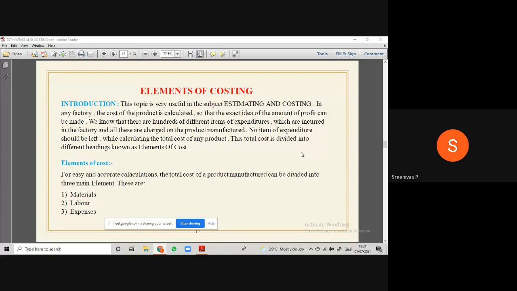This total cost is divided into different headings known as elements of cost. So for easy and accurate calculations, the elements of cost of a product are divided into three types: materials, labor, expenses. That means direct material cost, direct labor cost, and direct expenses cost.